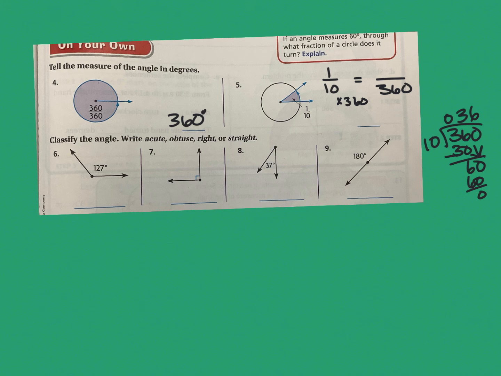Oopsie, careful here, I just messed up, sorry. 10 times 36 gives me 360, not 10 times 360. Then we do the same to the numerator as we did to the denominator. 1 times 36 is 36. Now that my denominator is 360, that's my degrees. 36 degrees is the answer to that.